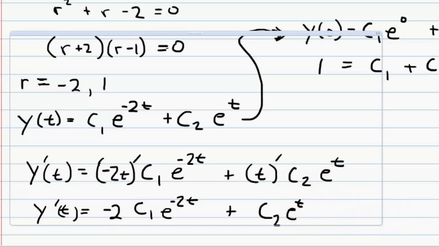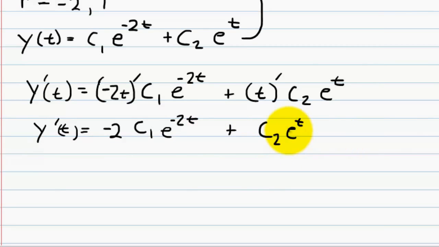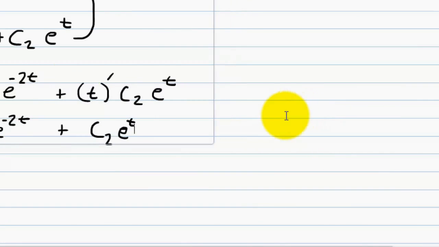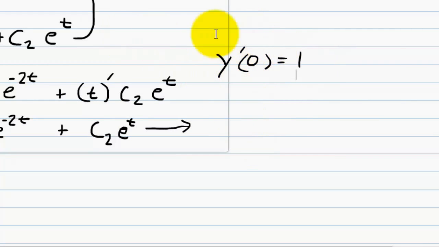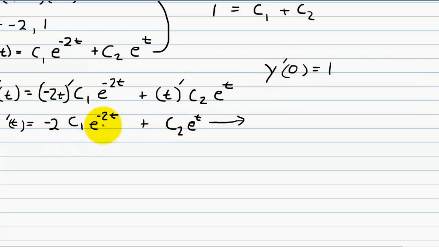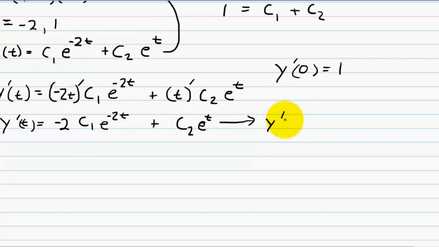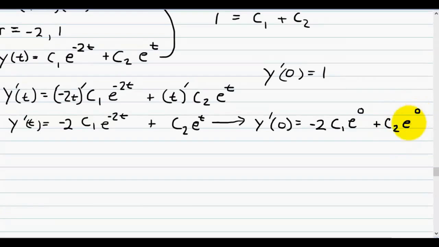So now, for this one, we want to plug in the initial condition that we have, which is that the derivative of y is equal to 1. So when t is equal to 0, you're going to get negative 2 c1 e to the 0 plus c2 e to the 0. Let's replace y prime with 1, and we get that 1 is equal to negative 2 c1 plus c2.